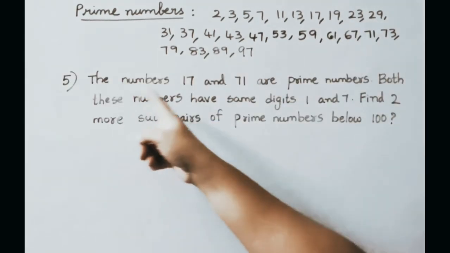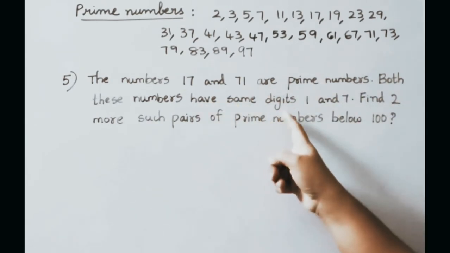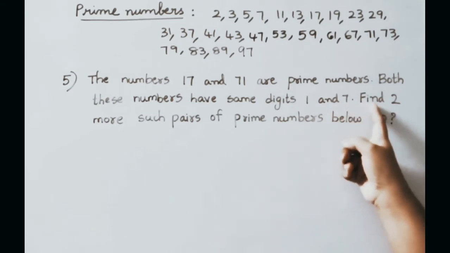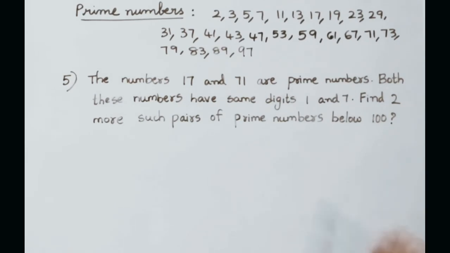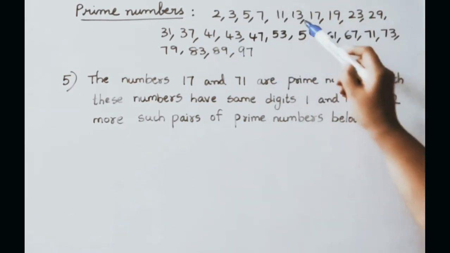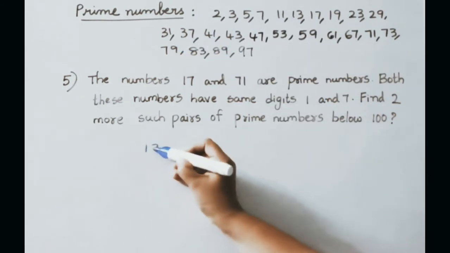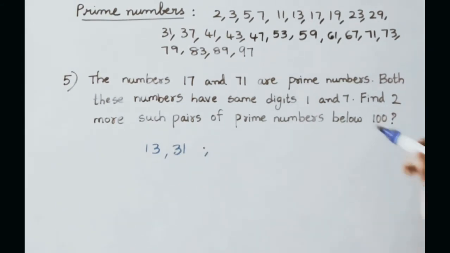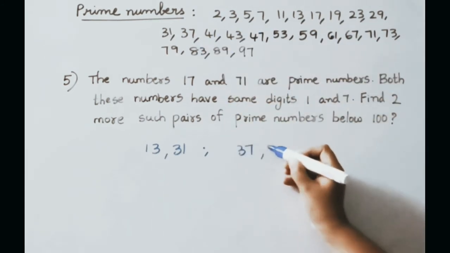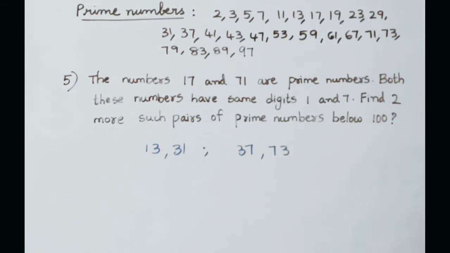See the fifth sum now. The numbers 17 and 71 are prime numbers. Both these numbers have same digits 1 and 7. Find two more such pairs of prime numbers below 100. See the prime numbers list. 13 and 31 is one pair. So write down 13, 31. Now see another pair 37 and 73. Write down 37, 73. These are two pairs of prime numbers which are below 100.